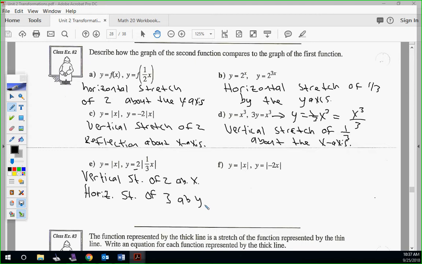Okay, and the last one here, is that horizontal or vertical? Horizontal. Of 1/2 about the y-axis. Okay, and we also have a reflection over what? Good.